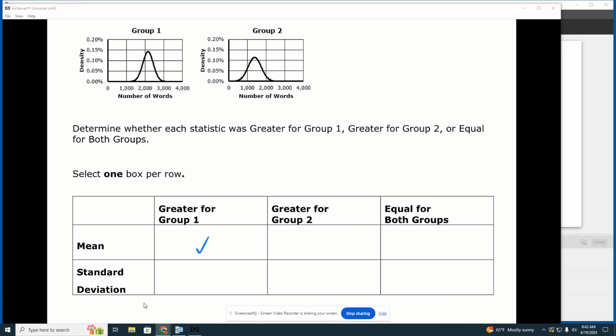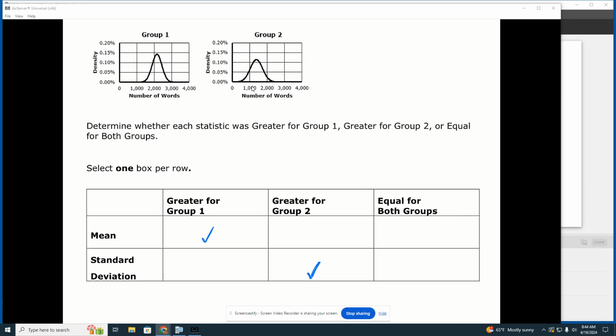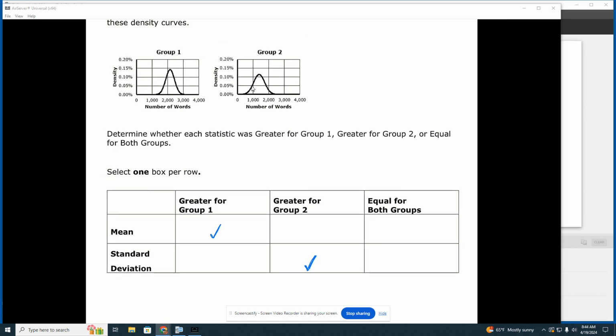Now, the next one is standard deviation. To understand standard deviation, we talked about the spread of your data. If your data is more spread out, the standard deviation will be greater. It'll be a bigger number. So if you look at group two, it's more spread out, because this one's steeper and this one's more spread out. This standard deviation will be greater. It'll be a bigger number, and that's what gives it more of that width. So for this problem, the mean is greater for group one, and the standard deviation is greater for group two.